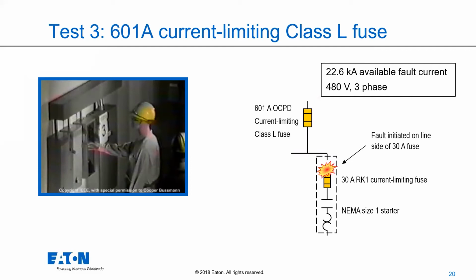And just by seeing the words current limiting here, we should expect this to be a smaller fault, right? Because we know at the very least that the incident energy is going to be proportional to the amount of current getting through. And if this says it's current limiting, it should let through less current than the other one. So we'll take a look and we'll see what happens in this test.